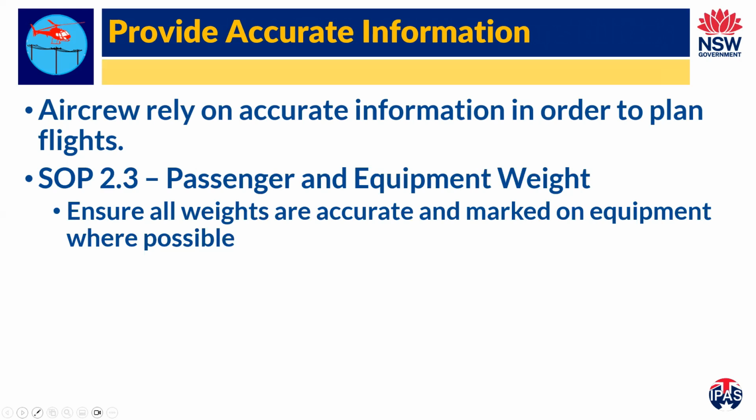So when we're briefing aircrew, you guys will know which trials you want to do. Make sure that you give the aircrew as much information as possible. Make sure you give the aircrew all accurate passenger and equipment weight. Usually there are only 3 people on board a Squirrel. That's usually not a problem, but you sometimes might have an extra observer, like RFS, for a bit of a ride along. Make sure that all the information that you provide to the pilot is accurate.